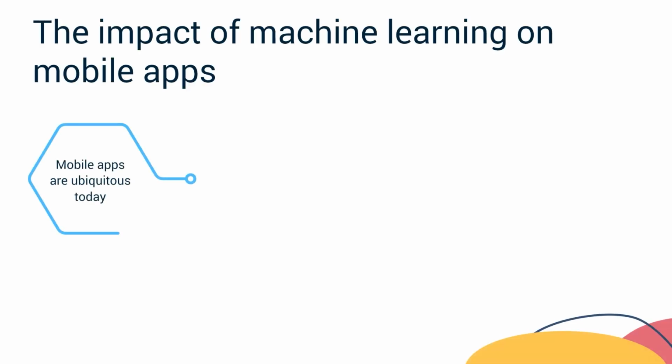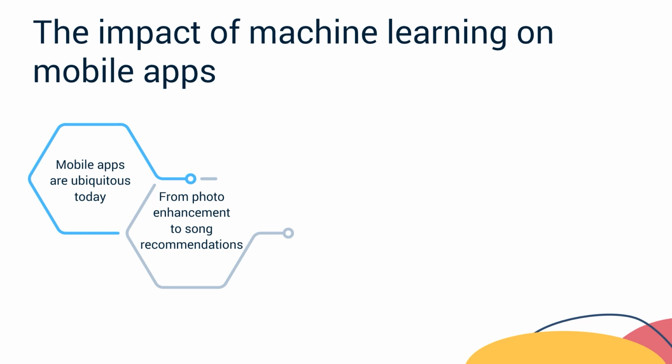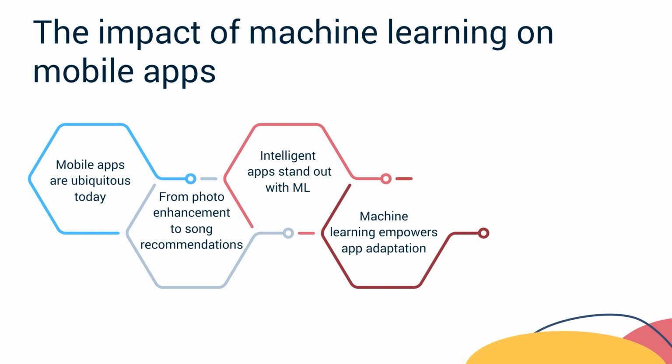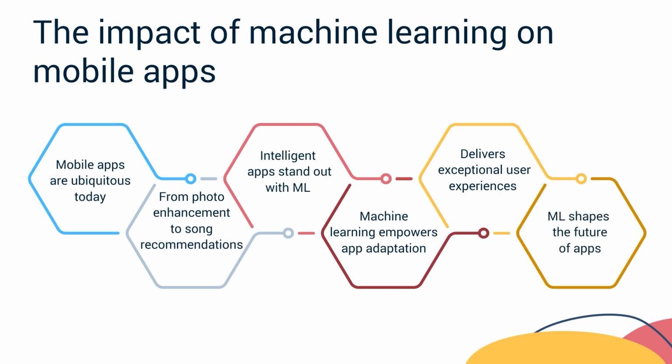In today's tech-driven world, mobile apps are everywhere, from enhancing photos to recommending songs. But what sets intelligent apps apart? It's machine learning, a technology that empowers apps to learn, adapt, and deliver exceptional user experiences. Let's dive into how ML is shaping the future of mobile applications.